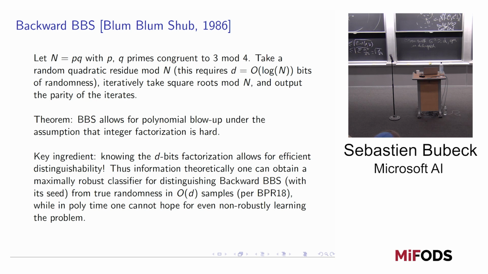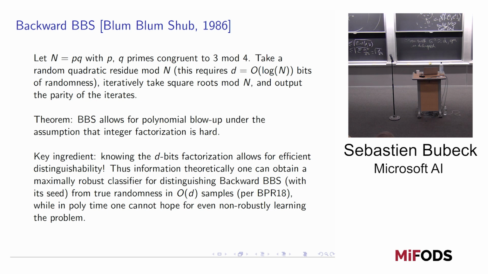So again, the new distributions are: I'm giving you the seed, and I'm giving you either a uniformly random transcript, or the transcript obtained by taking iterative square roots and the parity of the square roots. Even knowing the seed, you cannot tell, but if you knew the factorization, you could tell. So information-theoretically, you can apply the statement I told you before. With just d samples, you can find it, but in polynomial time, you cannot do anything. And the robust classifier here is efficient, because taking square roots when you know the key is efficient. So that's the big difference with the previous statement.